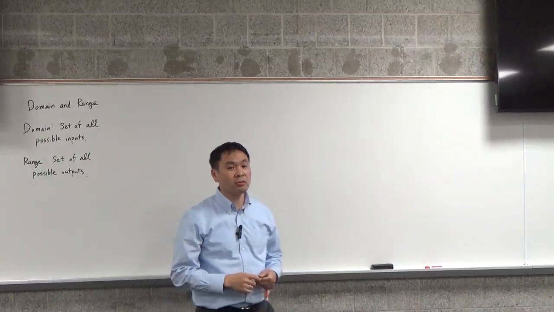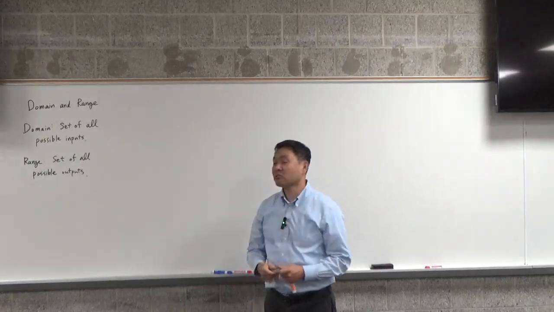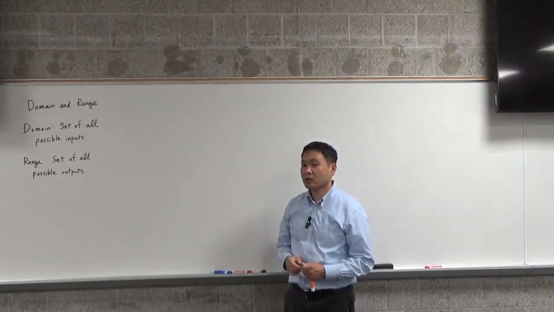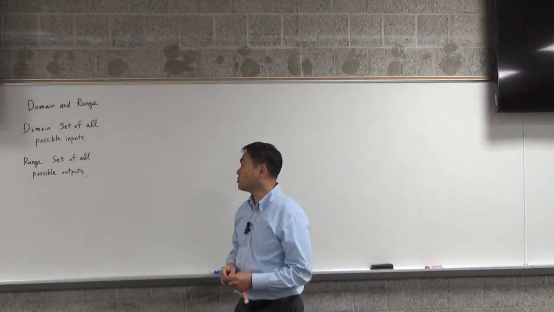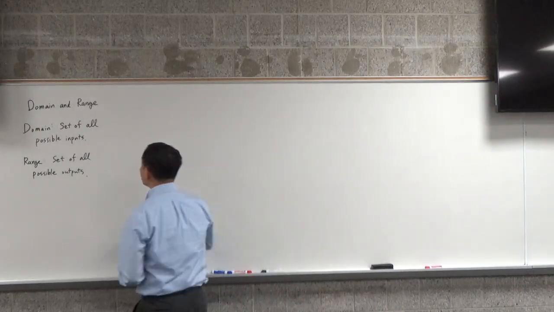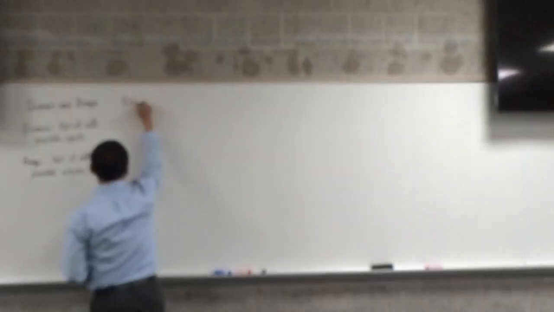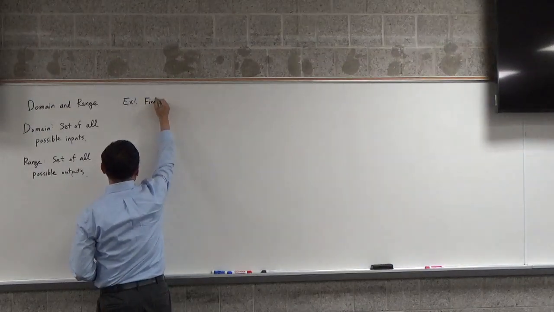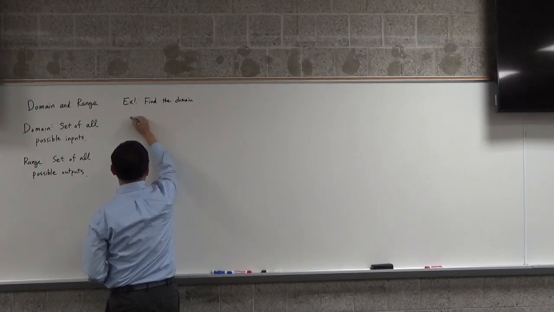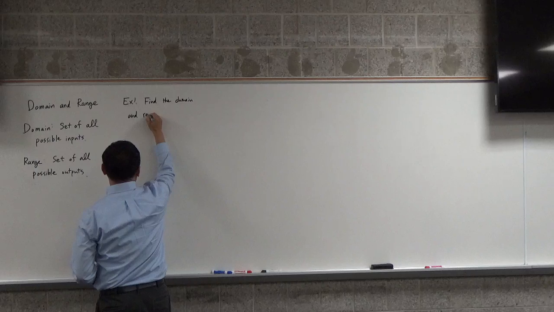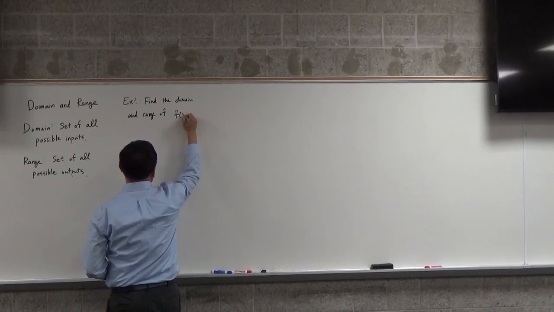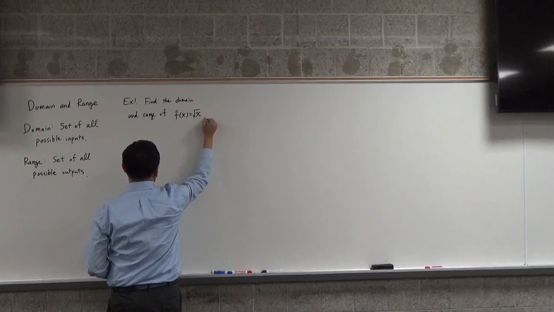Okay, let's talk about domain and range of a function. When you're given a function, the set of all possible inputs to that function is called the domain, and all the possible outcomes is called the range. Here's an example. Find the domain and range of f of x equals the square root of x.